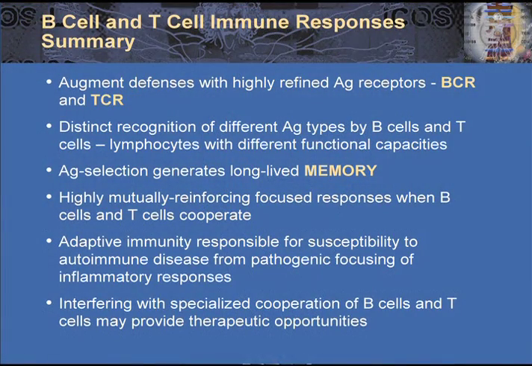In health, highly mutually reinforcing focused responses occur when B cells and T cells cooperate. And the adaptive immune system is responsible for susceptibility to autoimmune diseases when, in turn, it results in pathogenic focusing of inflammatory responses. In our last section, we reviewed how potentially we can find new therapeutic approaches by interfering with the specialized cooperation of B cells and T cells, and thereby this might provide therapeutic opportunities.